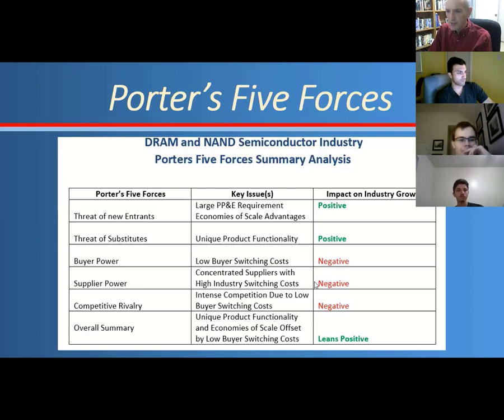The supplier power is negative because this industry had very high switching costs. So it's important you know which you're talking about. The buyer of this industry's products can easily switch between one provider or another. They don't really care. It's very easy to switch one out and put another one in. However, the companies that supply this industry have products that are very unique, very specialized. It would be very expensive for Micron to actually switch to another supplier. So you see switching costs. You want high switching costs for buyers, and you want low switching costs for your suppliers. But in this case, both are negative for them.